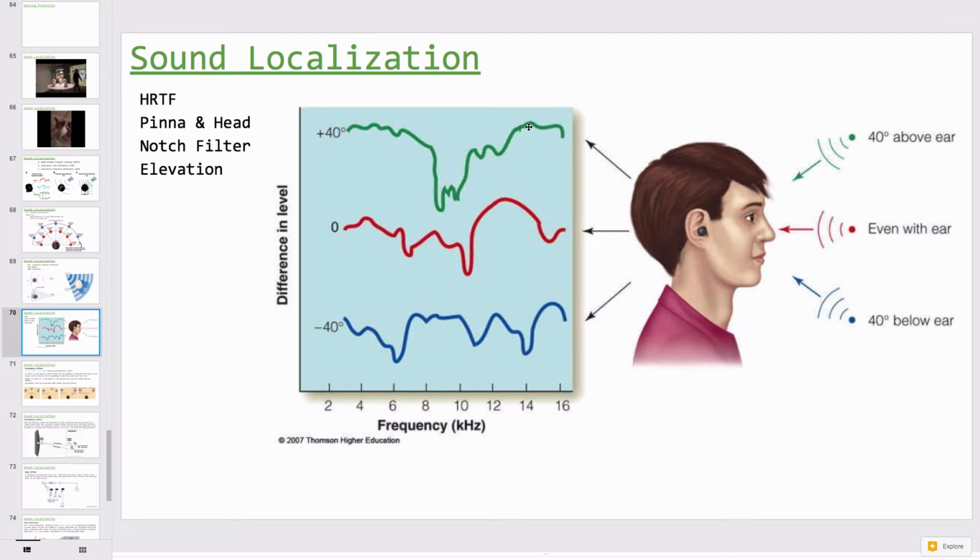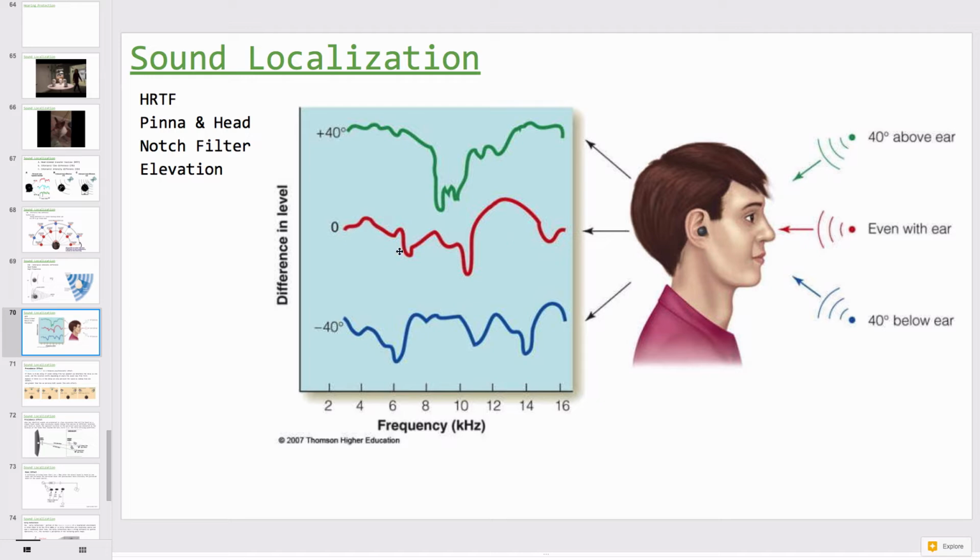And this is an example of a filter. Generally, what happens is there's a notch filter. That means there's a certain frequency that's quite attenuated in this manner, right? So if it follows this kind of shape, this attenuation right about here, about 9 kilohertz, so about 9,000 hertz, we're going to sense that signal as coming from about 40 degrees above the ear, right?